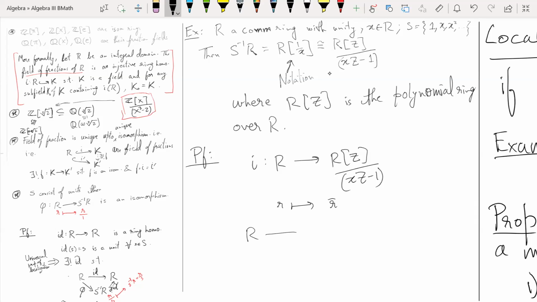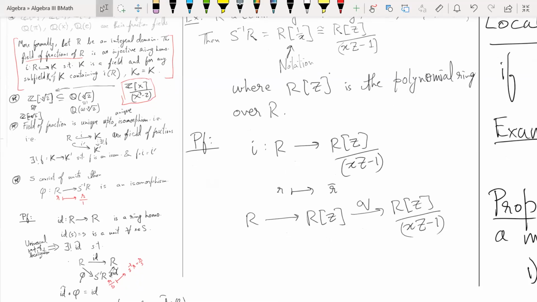So you have a natural map R to R[z], which is the inclusion map, and you have a map from R[z] to R[z] mod xz minus 1. This is the quotient map, Q. So we have these two maps and their composition is I. Let's not call it I, let's call the composition F. F is basically first you apply I and then apply Q.